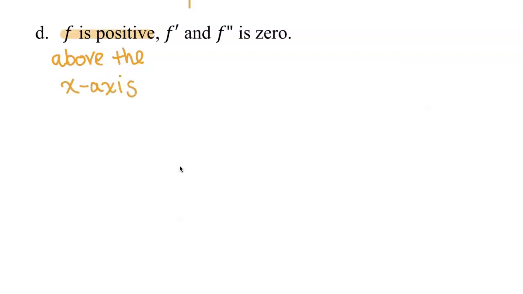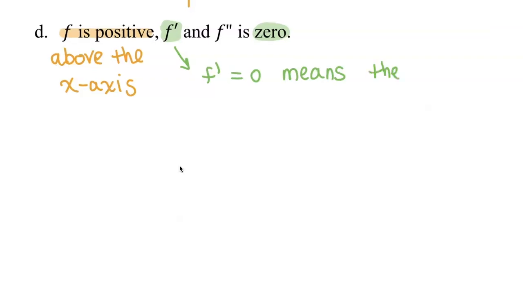Now it says f prime is 0. What does that mean? So it's not increasing or decreasing. When f prime is 0, is it increasing or decreasing? No, it's not going up and it's not going down. It means the graph is constant. The graph is a flat line.